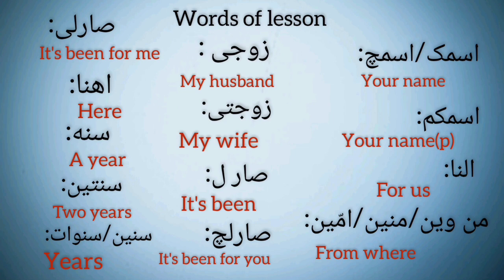من وين. Or منين. من وين means from where, and منين is a short form of من وين. These are all abbreviations. For example, من وين أنت. Where are you from? For female, من وين أنتِ. زوجي means my husband. And زوجتي, my wife.